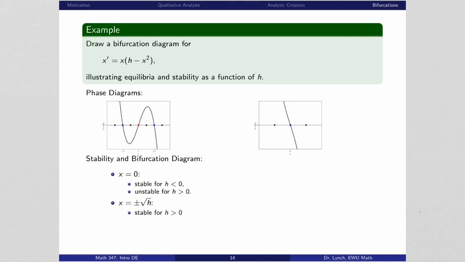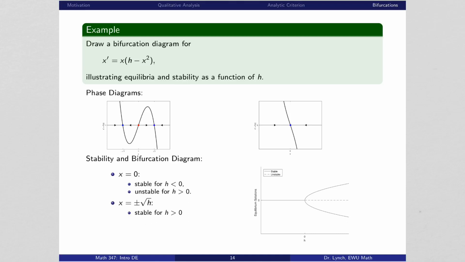So x equals 0 is stable when h is less than 0 and unstable when h is greater than 0. And the equilibrium solutions at plus or minus square root of h are stable when h is greater than 0. So plotting those 3 things now in the hx plane gives us what we'll call the bifurcation diagram. So here h is the horizontal axis, and the equilibrium solutions, the values of x, are the vertical axis.